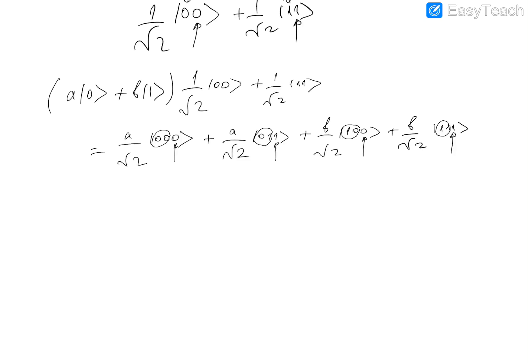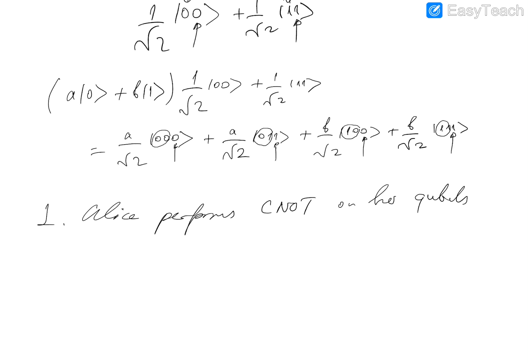Now the protocol starts with Alice performing a CNOT transformation on her qubits, using the first qubit as the control qubit and the second qubit as the target qubit. So first step, Alice performs CNOT on her qubits.